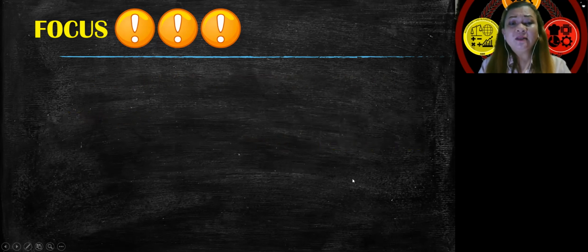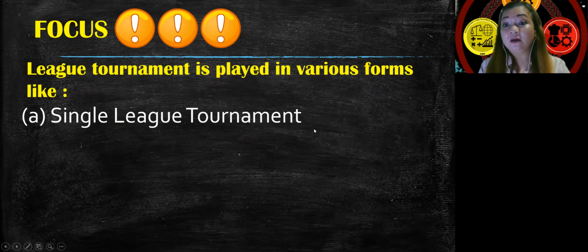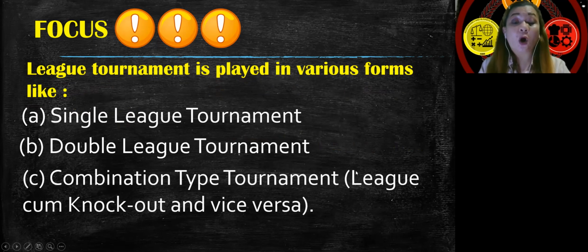Now let us identify the various forms of tournament. First, we have the single leg tournament. Aside from that, we also have the double leg tournament. And lastly, we have the combination type tournament, which is a league combined with knockout and vice versa.